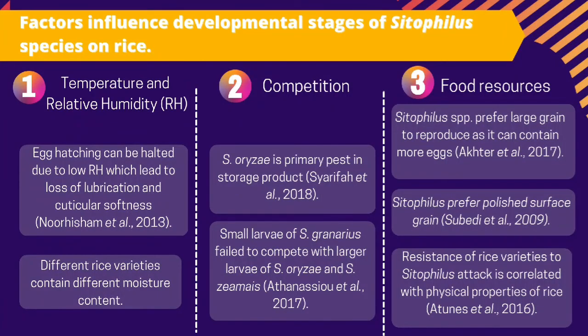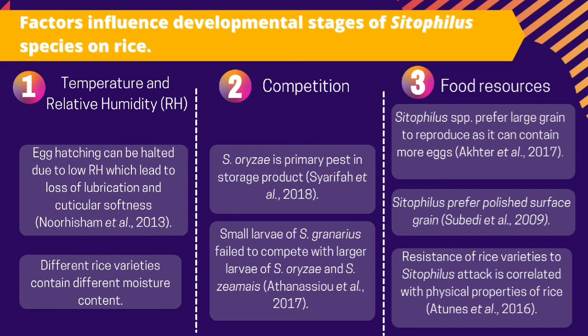Temperature and relative humidity is the first factor that influences the developmental stages of Sitophilus species on rice. This is because egg hatching can be halted due to low relative humidity. Plus, different rice varieties contain different levels of moisture content. Second is competition. S. oryzae is a primary pest of stored products, and based on a previous study, the smaller larvae produced by S. granarius need to compete with large larvae from S. oryzae and S. zeamais. Next is food resources.